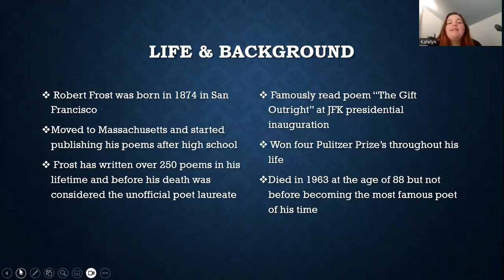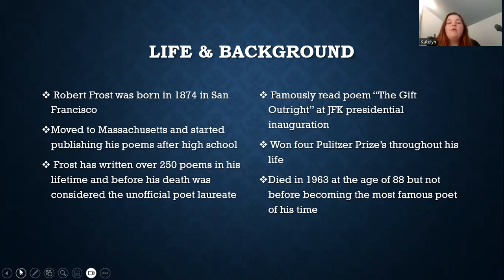Robert Frost was born in 1874 in San Francisco, but moved back to Massachusetts with his family after his father passed away. He started writing poetry in high school and publishing them shortly after. Frost wrote over 250 poems in his lifetime, included in his books and collections, and before his death was considered the unofficial poet laureate by the public.